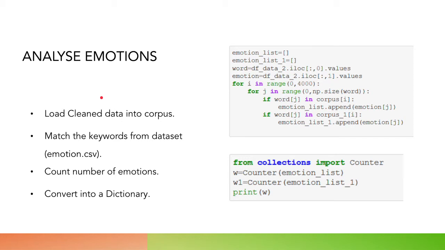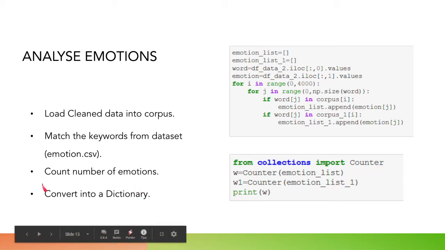Then the next step is to analyze the emotions in our text. So we have the clean data loaded into the corpus, which is a Python list. We have our own data set, which is the emotion.csv, which contains two columns, the word and its respective emotion. So we search for the word in the corpus and append the respective emotion into the emotion list. We then finally count the number of emotions present in our list using the Counter library. This Counter library converts it into a dictionary which contains the emotion and the counts.